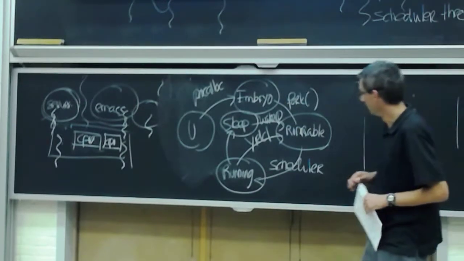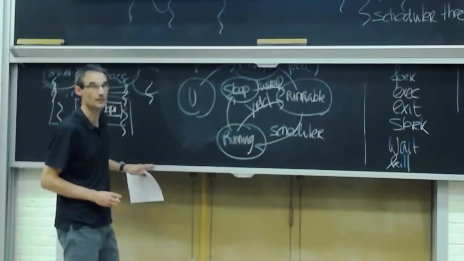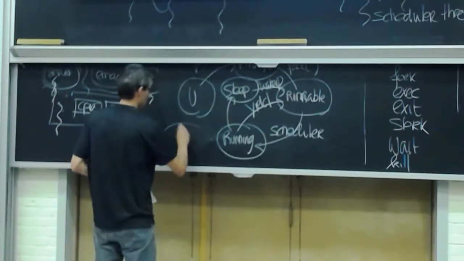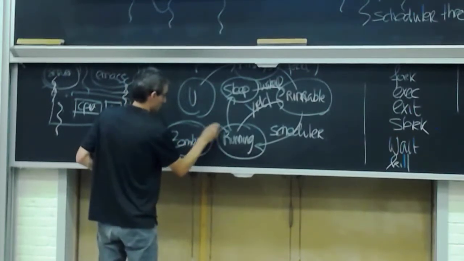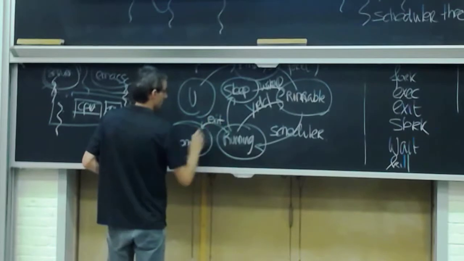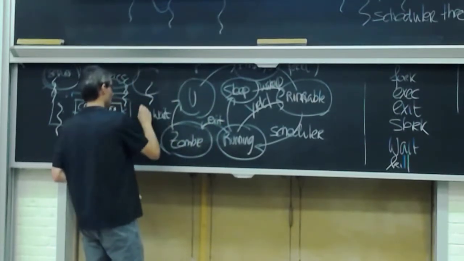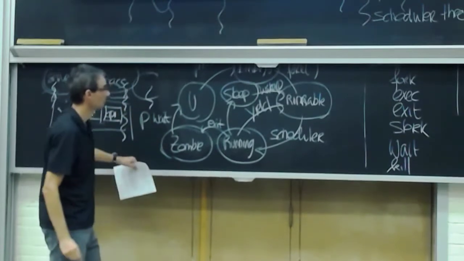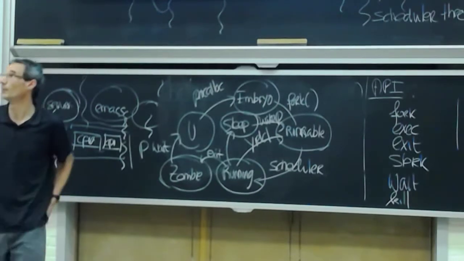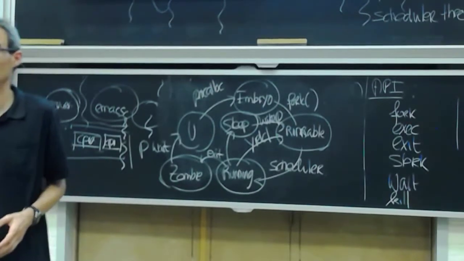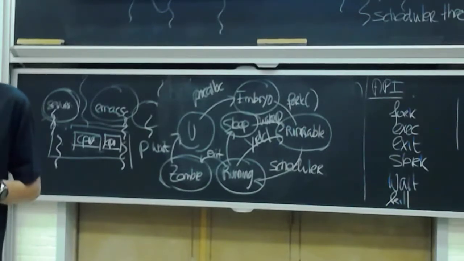Okay? And then there's one more. Once it's in running, and it calls exit, as we talked about before, it will go to the state zombie. So exit. And it will go to cleanup when the parent calls wait. So this is the lifetime state diagram for every process. Does that make sense? Any questions about this?